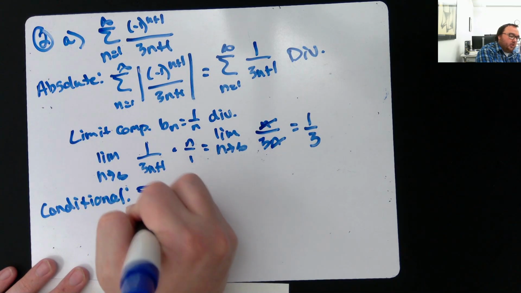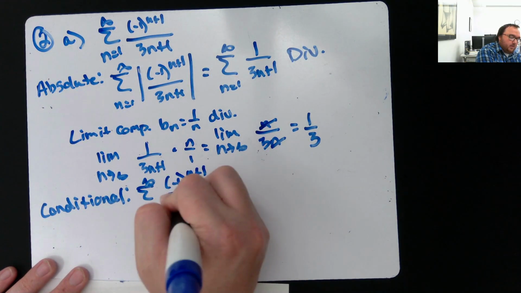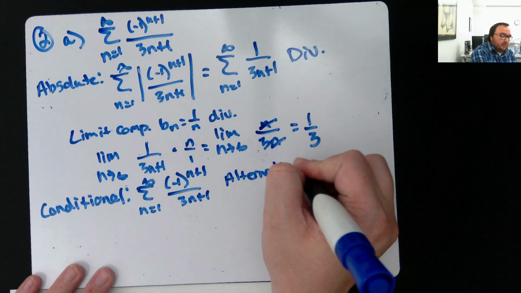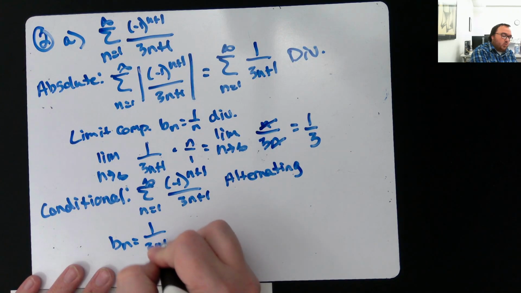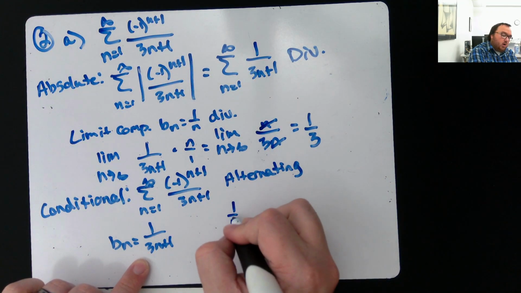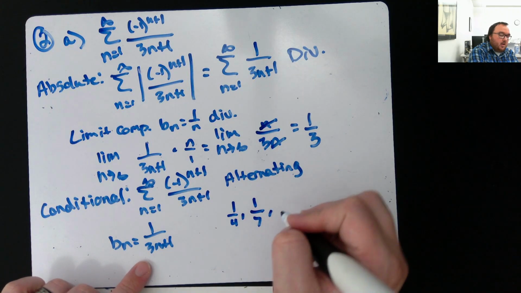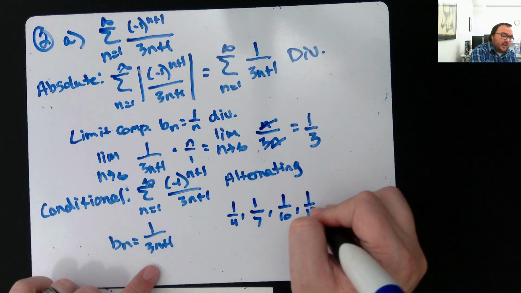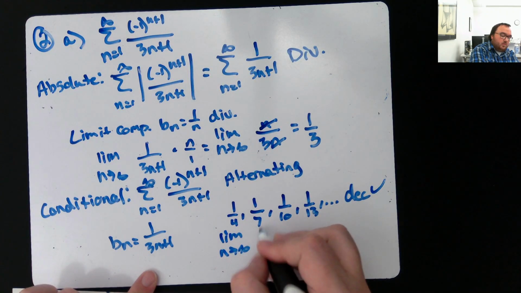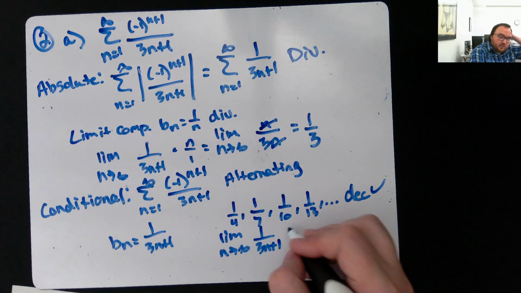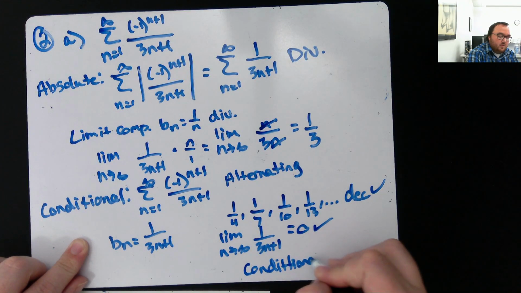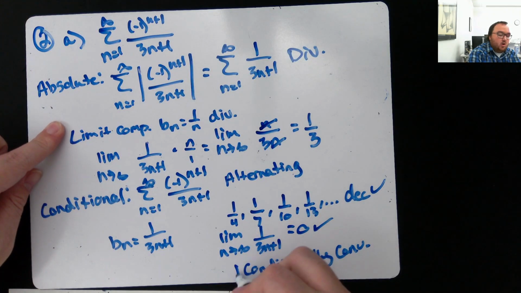So now let's test for conditional. Conditional is looking at just the regular series by itself. Well, this series is alternating, so use the alternating series test. bn there is 1 over 3n plus 1. I've got to check and make sure it is decreasing to start with. Plug in a 1, you get 1 over 4. Plug in a 2, you get 1 over 7. Plug in a 3, you get 1 over 10, and then 1 over 13, on and on. That is decreasing, so that's good. And then make sure the limit is equal to 0, which it is, because as the bottom gets really big, the whole thing is really small. So that's also good. So that means it is conditionally convergent, because my first part didn't work, but the second part did.